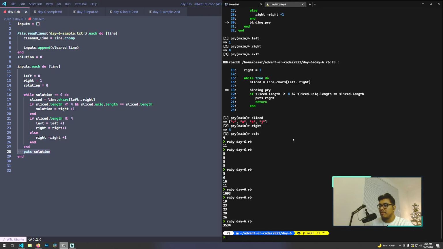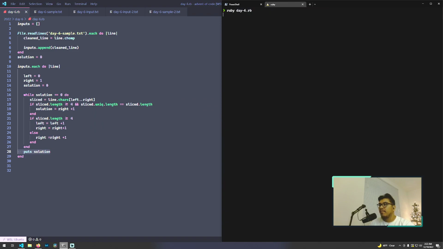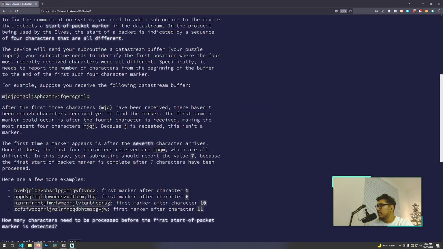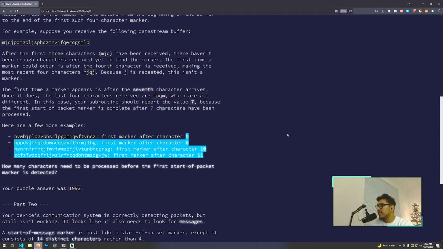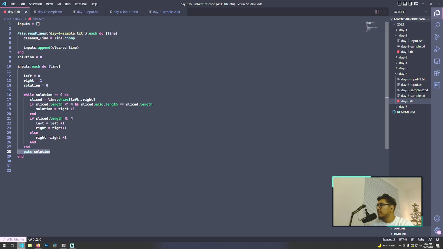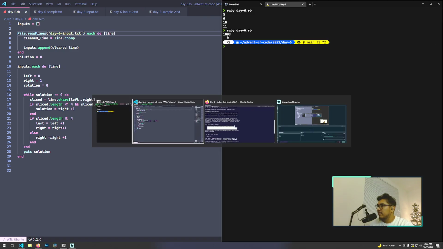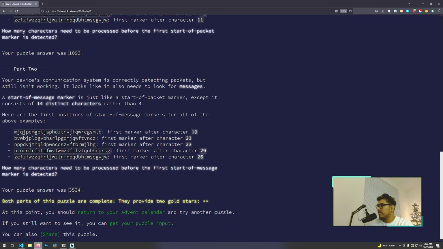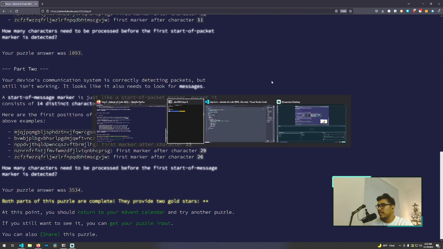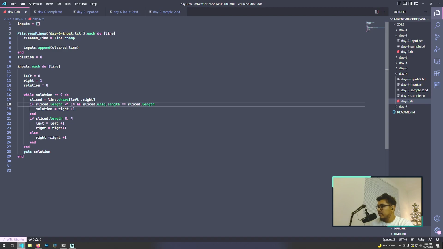So if we put the sample here, we get 5, 6, 10, 11, which should be this 5, 6, 10, 11. And then once we have the sample, we go to the input and we do the same thing. And that's our answer. Part 2 was pretty much just changing the characters from 4 to 14. And all I did here was just add a 1 here.